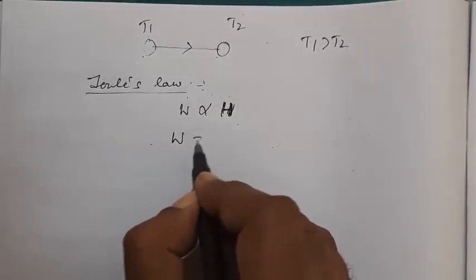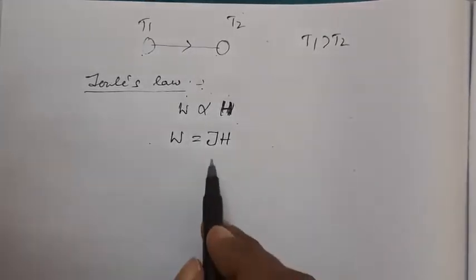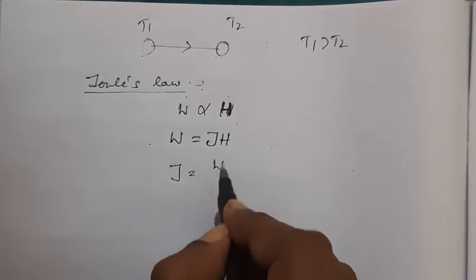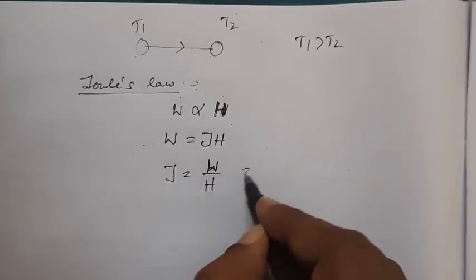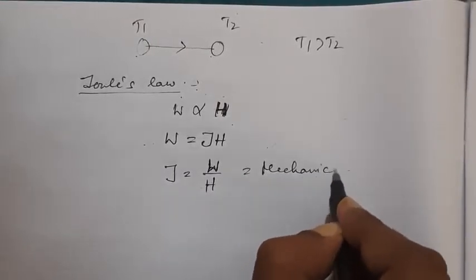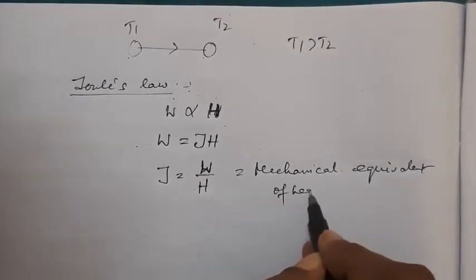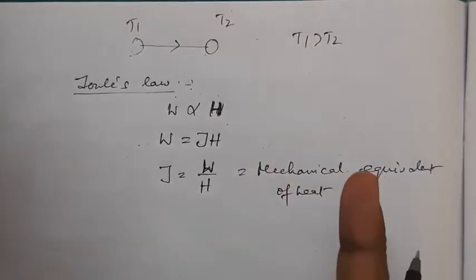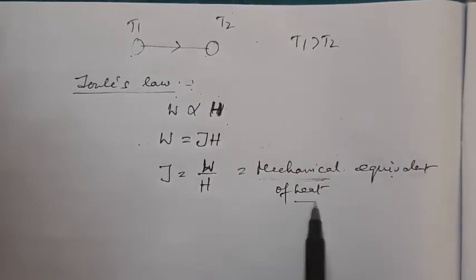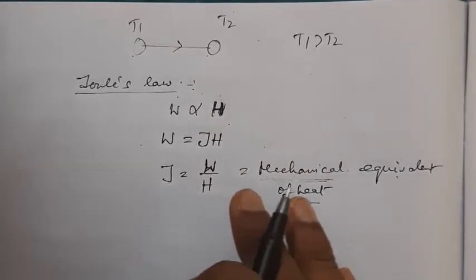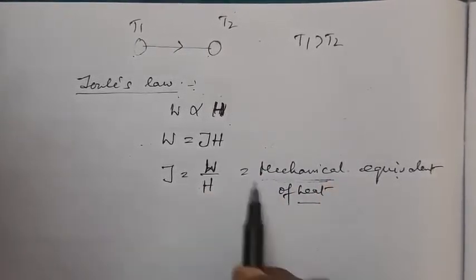Now instead of the proportionality sign, if we place an equal to, we have placed a proportionality constant here, which is termed J. W by H equals J. This J is known as the mechanical equivalent of heat. That means work has been converted to heat. Mechanical means work, and an equivalent quantity of heat is produced. That means energy in the form of mechanical energy has been converted to heat energy. This is known as the mechanical equivalent of heat.